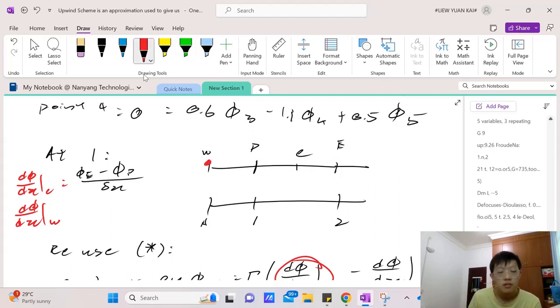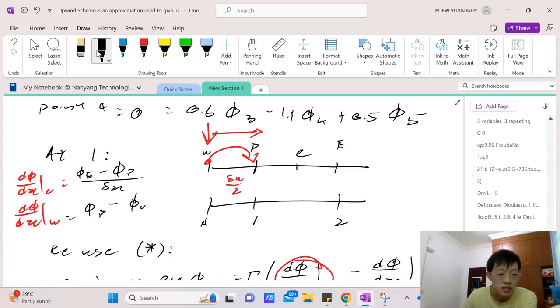Remember, normally to find derivatives, we take immediate right minus immediate left, but in this case, we do not have the immediate left. So instead of using left, we have to use the point itself. So we take immediate right minus the point itself, divided by the length of this segment, which is delta x over 2.